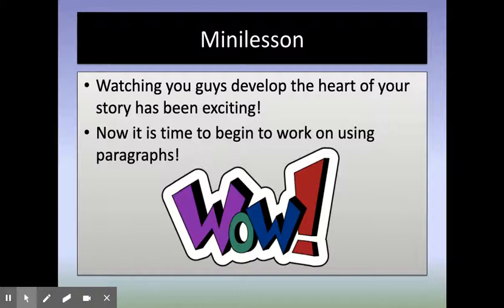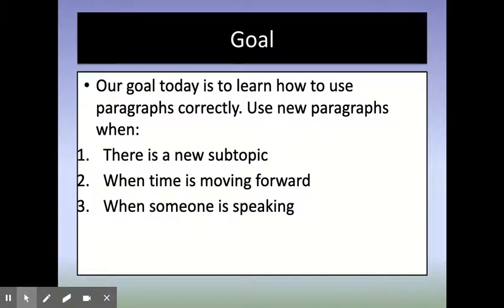Now it's time to begin working on using paragraphs. We have a goal today. Our goal today is to learn how to use paragraphs correctly. We always use new paragraphs when there is a new subtopic, when time is moving forward, and when someone is speaking. So dialogue.